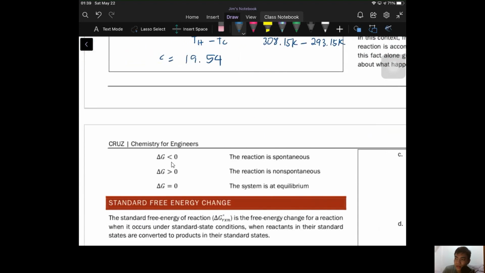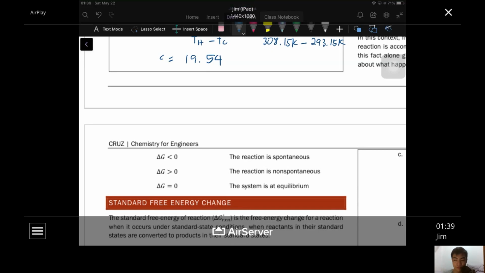So meaning if we have delta G less than 0, the reaction is spontaneous. If we have delta G greater than 0, the reaction is non-spontaneous. And if we have delta G equal to 0, that means we have an equilibrium system. When we say equilibrium system, balance yung system. So there's a balance in the system.